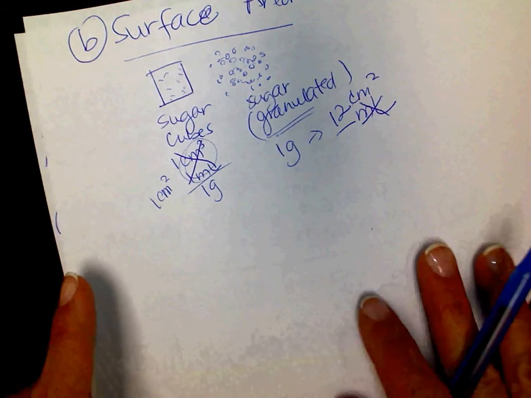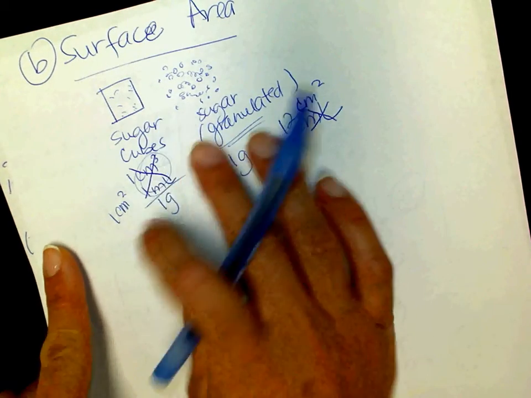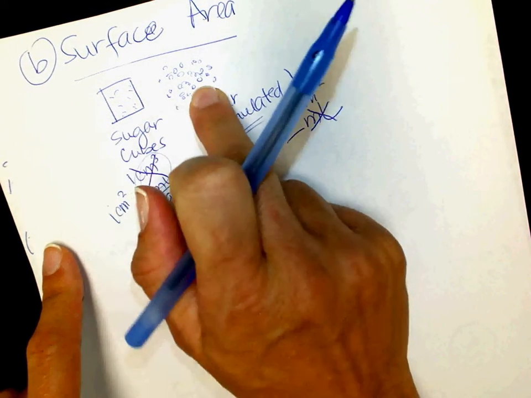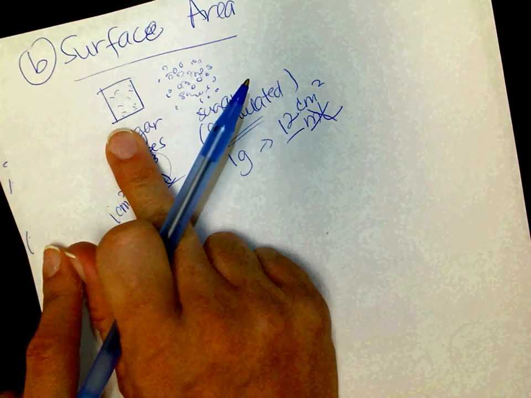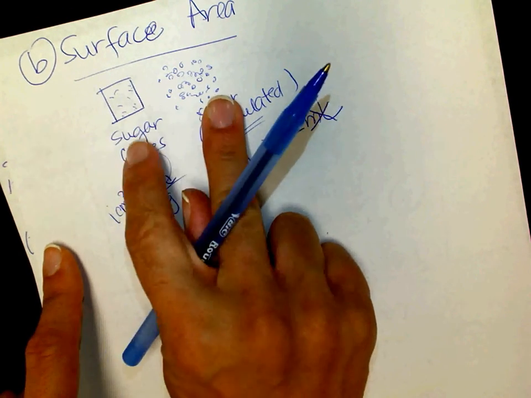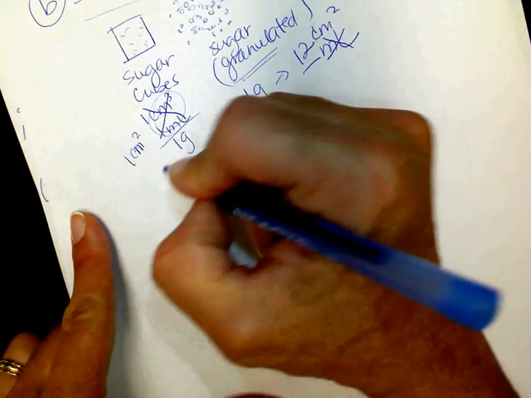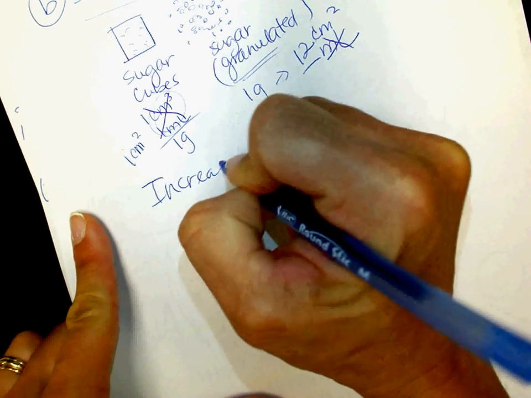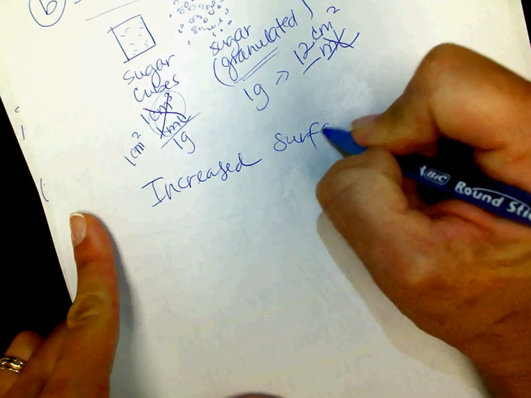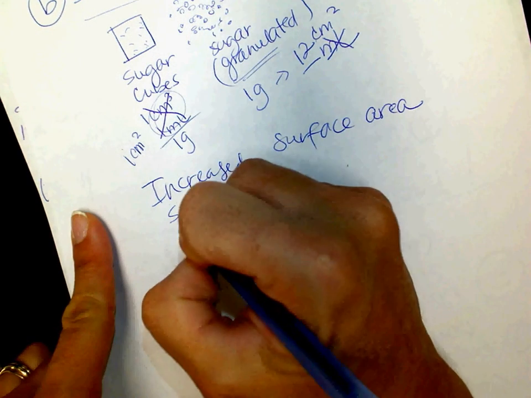Now, this increased surface area will do what? Will it react more or less slowly than the sugar cube? Will this react more or less slowly in a reaction, let's say with oxygen, than the sugar cube? More, okay? So how are we going to summarize that? Increased surface area speeds up a reaction.